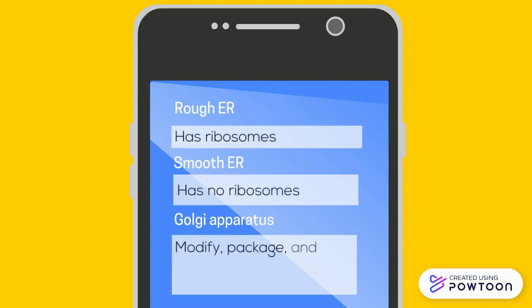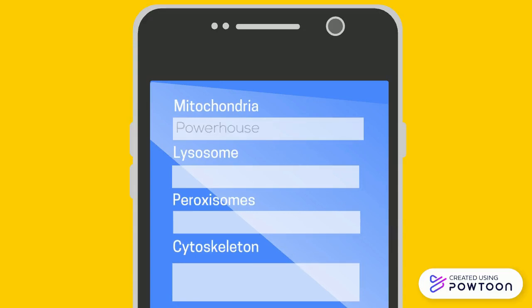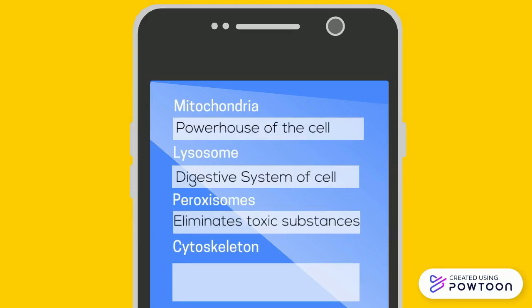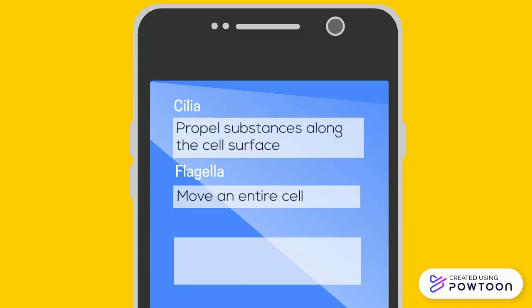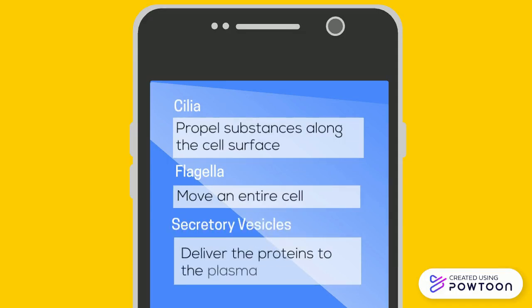Golgi apparatus modifies, packages, and distributes lipids and proteins. Mitochondria is the powerhouse of the cell. Lysosome is the digestive system of the cell. Peroxisome eliminates toxic substances, and cytoskeleton gives framework. Cilia propel substances along the surface. Flagella move an entire cell, and secretory vesicles deliver the proteins to the plasma membrane.